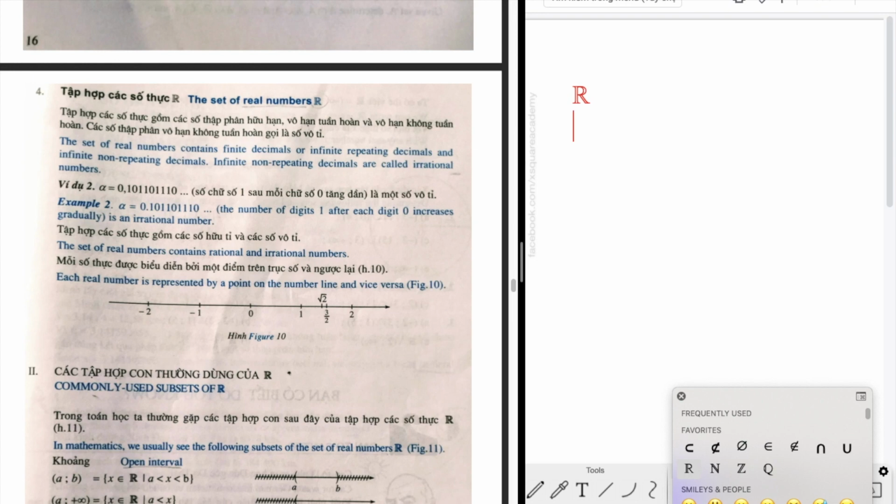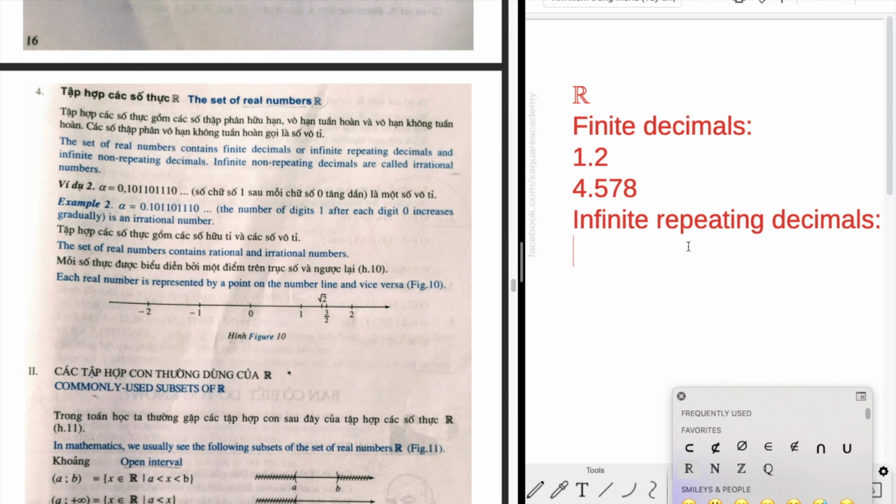Firstly, finite decimals. For example, 1.2 or 4.578. Decimals are the digits behind the dot. So, in the number 1.2, 2 is the decimal part, and 578 is the decimal part of this number.